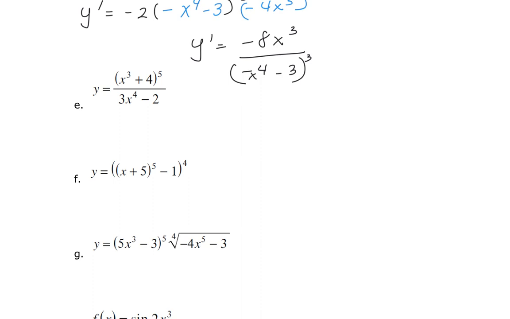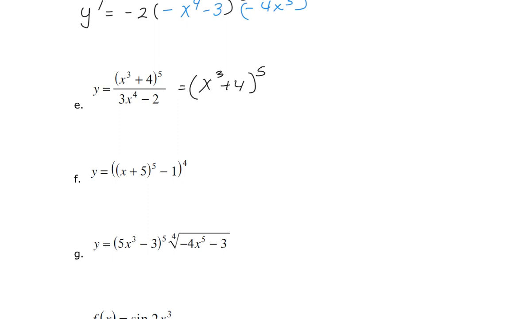All right, so I'm just going to give you the answers for E and F. Actually, I'm going to talk about E first. When I take a look at E, I can do this one by the quotient rule, and then I have to also use the chain rule. Or I can use the product rule and the chain rule. So I can write this as x raised to the 3rd plus 4 raised to the 5th power multiplied by 3x to the 4th minus 2 raised to the negative 1.